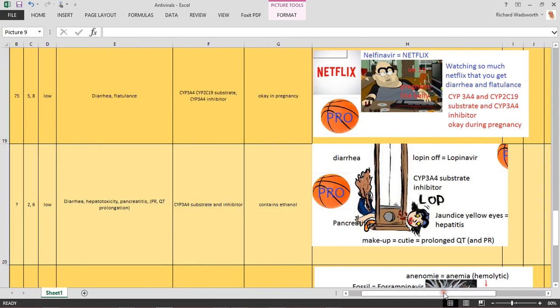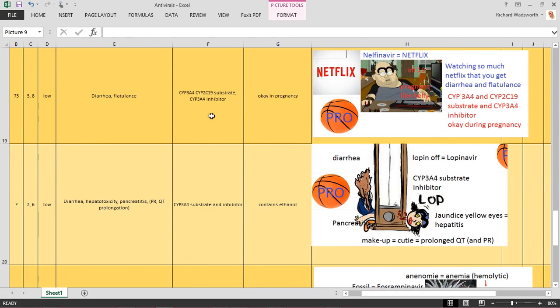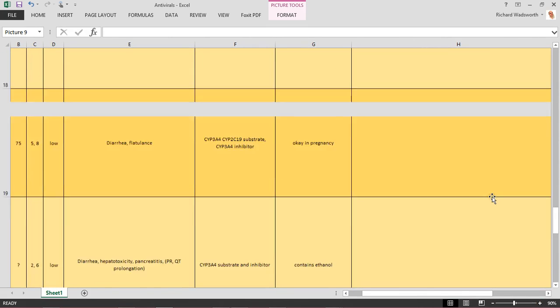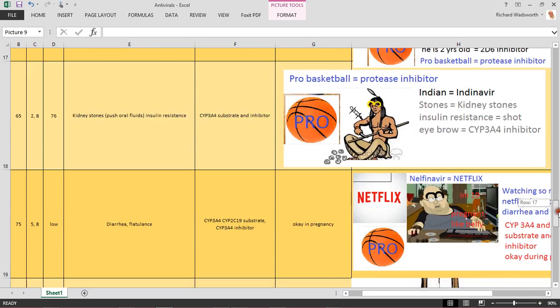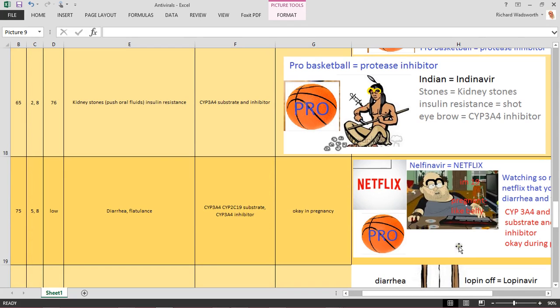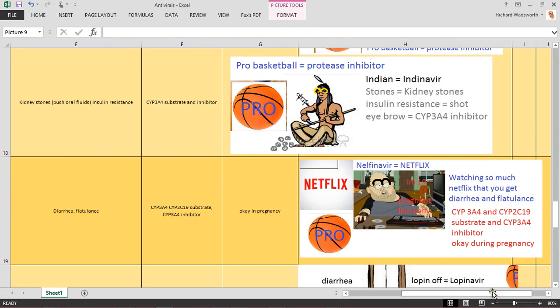So for this one, this guy's watched so much Netflix, just eating junk, sitting all the time, that now he has nasty diarrhea and flatulence from all the junk food he ate. He's 19 years old. I'd zoom in a little bit. This is getting kind of hard to see. Whoa, that was not supposed to happen. He's 19 years old, and this is okay with pregnancy, and I didn't read that until I was all done, so I was like, oh, he has kind of this big, fat, pregnant belly, so it's okay in pregnancy because of the big belly.